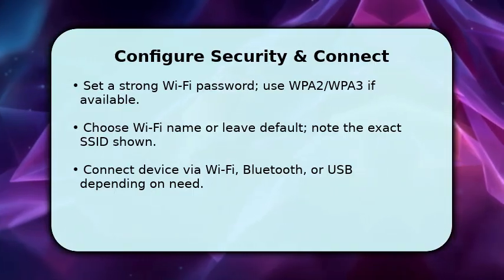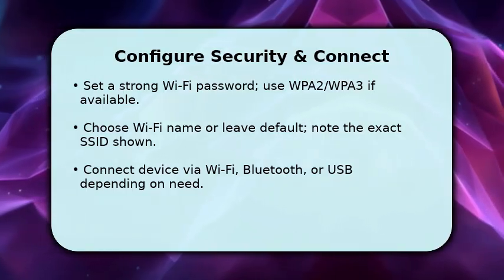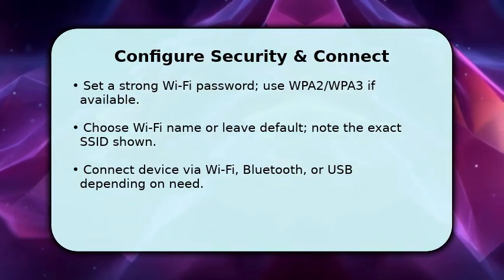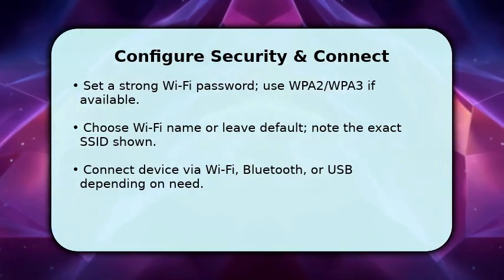Each method has trade-offs. Wi-Fi is easy, Bluetooth conserves battery, USB is fastest and charges the phone. After selecting a method, connect the client device and verify it receives an IP address and internet access.